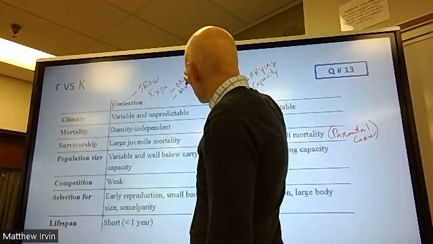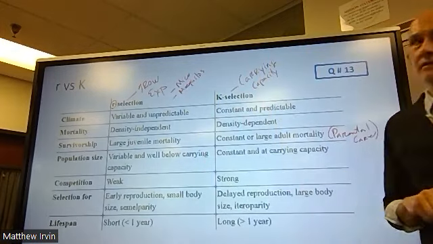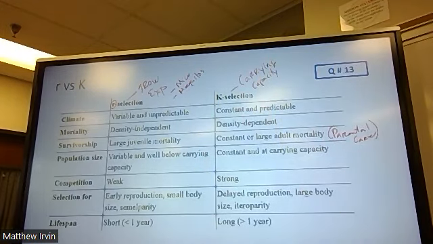Examples of r selected organisms would be things like mice and mosquitoes. And for K selected, the best examples would be things like elephants and people.